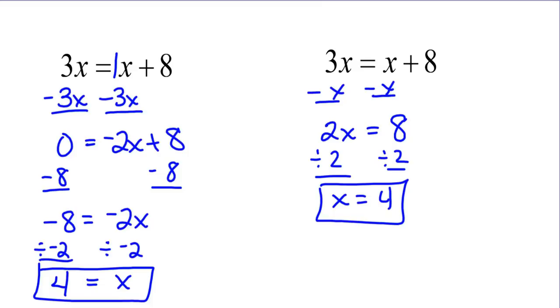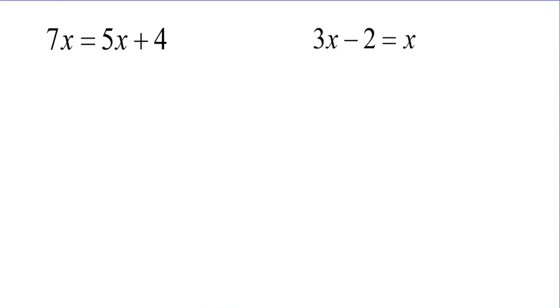So I get the same solution both ways, but picking on the little guy will most of the time give you a much easier equation to solve and leave you in a much better position. So that's the strategy I'm going to use for these examples here now. So I'm going to solve these and show you how this works. So I have 7x equals 5x plus 4, and I'm going to pick on the little guy.